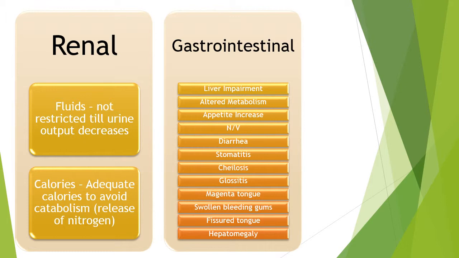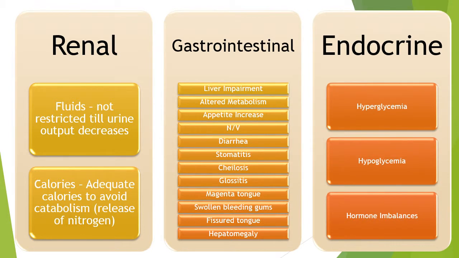An example is dexamethasone. The altered metabolism leads to altered carbohydrate, protein, and lipid metabolism, predisposing the client to obesity when they're taking these drugs on a chronic basis. Blood glucose and blood lipid levels are elevated, and this causes an increase in the client's appetite. They may also experience nausea and vomiting, diarrhea, stomatitis, cheilosis, glossitis, magenta tongue, swollen bleeding gums, fissured tongue, and hepatomegaly.